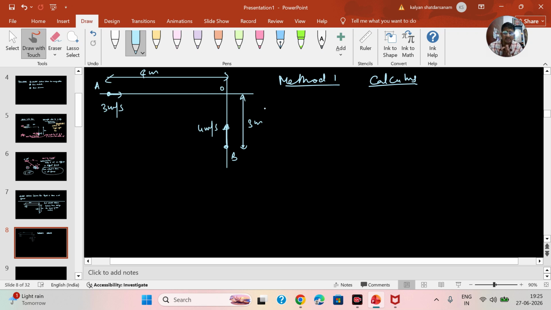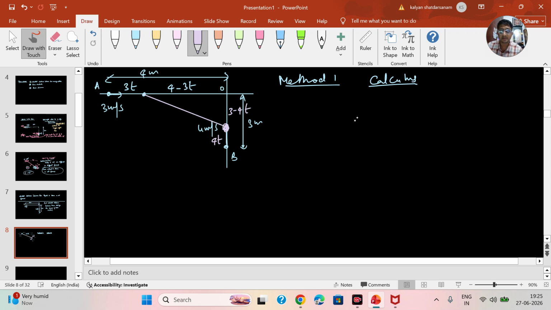First you must get the distance between them as a function of some variable. Here time is the variable in physics. After t seconds, A would have traveled 3t. So the remaining distance of A from O is 4 minus 3t. Similarly, B is going with 4 meters per second, so it would have traveled 4t. Suppose it came till there. The remaining distance is 3 minus 4t. Now you join both A and B.